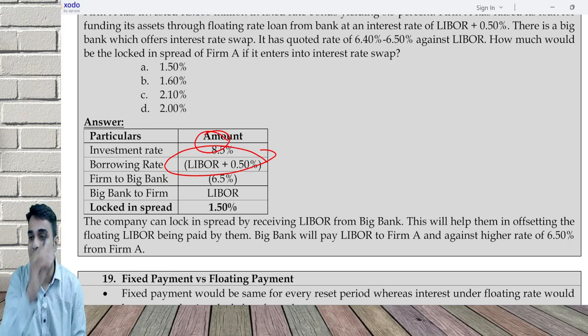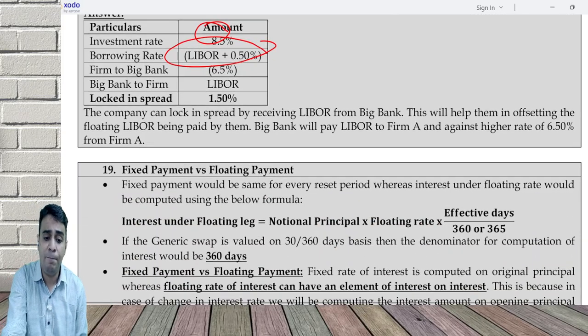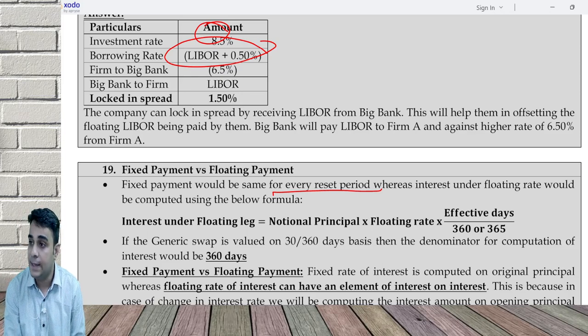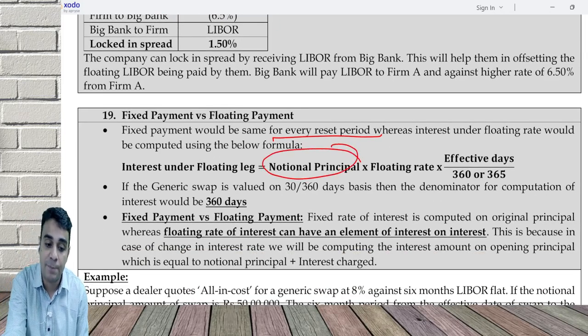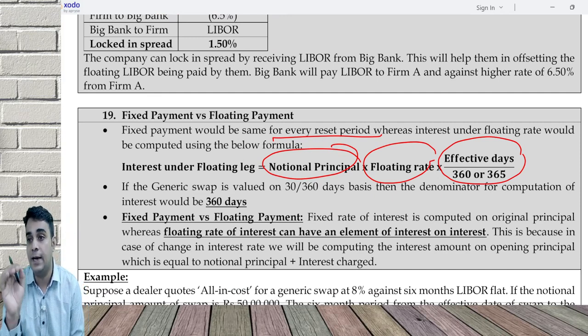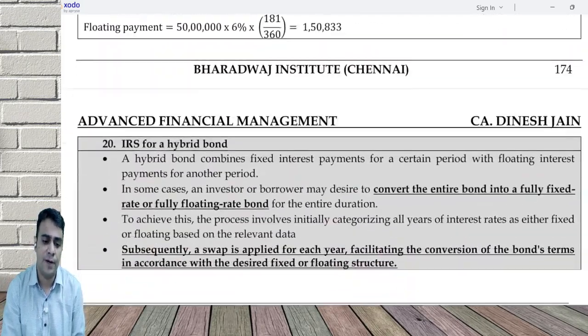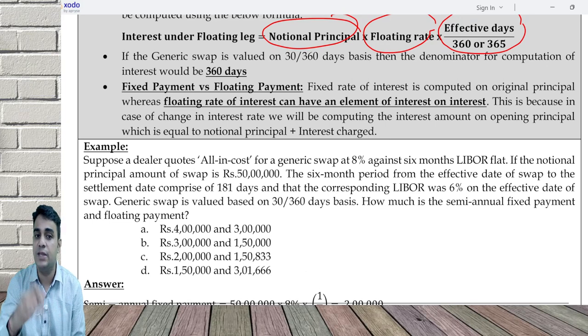Using the swap, I can cancel this LIBOR and get something called a fixed rate. Fixed payment would be the same for every reset period. Floating is notional principal times the floating rate times days by 360 or 365, and the effective rate will be given. What is the net settlement? Find out the difference. And using this difference, you can do the reverse working to find the fixed rate. Clear? Any doubts on this?